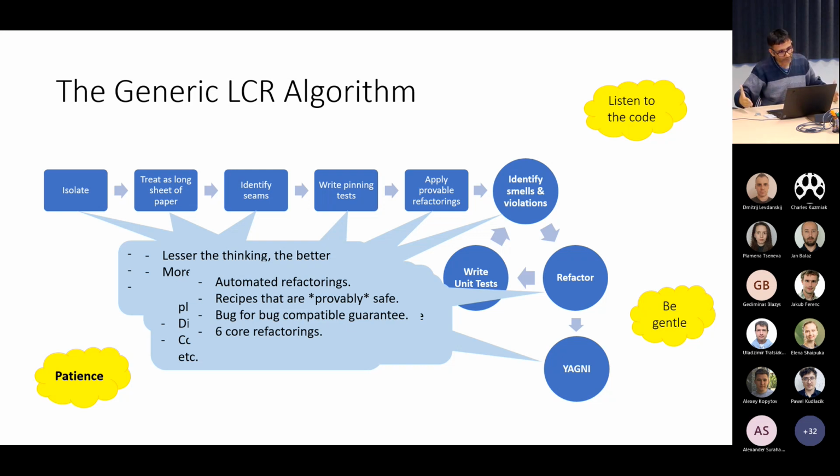Here, the whole idea of treating it like a long sheet of paper is: the less thinking, the better; the more mechanical, the better. Remember, this entire algorithm is at a very abstract level. You're identifying the seams. Seam is very abstract. It's applicable for Ruby, JavaScript, HTML, it does not matter. What is an example of a seam in HTML code? Anybody can tell? It's your inline JavaScript handlers, the event handlers. Those are your seams in HTML code.